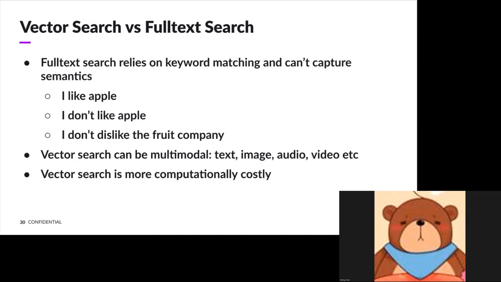So vector search is not the only way to retrieve text. In fact, SingleStore has supported full text search for several years. The difference between vector search and full text search is that full text search relies on keyword matching and it doesn't capture, and can't capture, semantics. Moreover, vector search can be multimodal and it can be used to search for not only text, but also image, audio, and video, etc. However, vector search is more computationally costly compared to full text search. We believe that both vector search and full text search are important, and SingleStore provides a user friendly interface to use them both together with other database features.